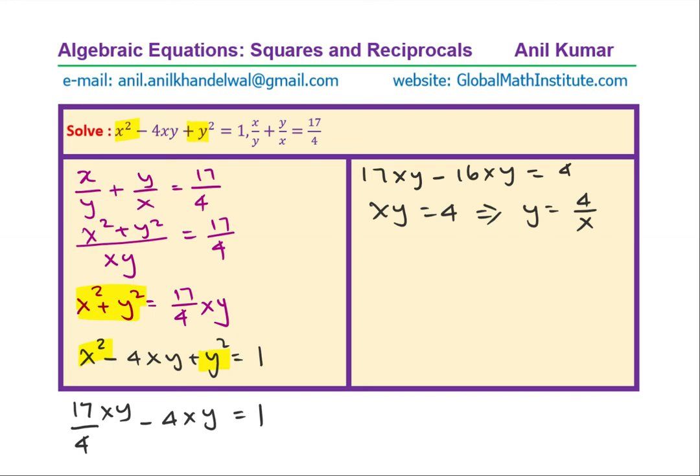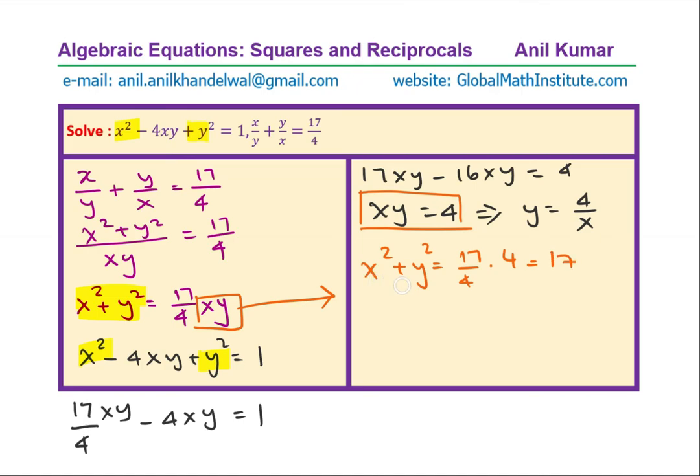So let me first make a substitution for xy equals 4 in the given equation. So that gives you what? It gives you x squared plus y squared equals 17 over 4 times 4, which is 17. So we know x squared plus y squared is 17, and now we can substitute y equals 4 over x back in this particular equation. Isolating x will get its value, correct?